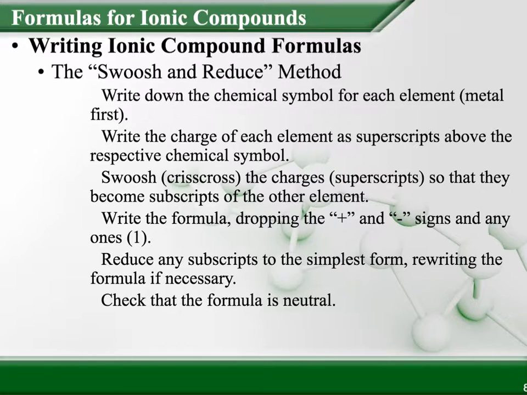And then we're going to write the formula out, dropping the pluses and the minus signs, and we're not going to write any ones. We're going to check to see if it can reduce any, and if it can reduce, we must do that, and then rewrite the formula if we reduced. And then we're just going to check that the formula is neutral.